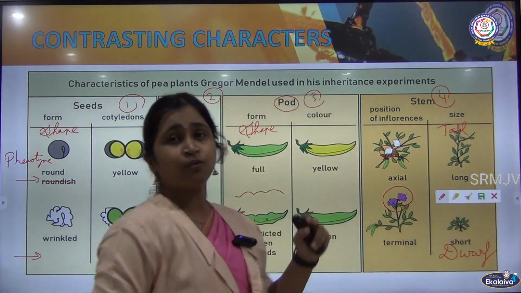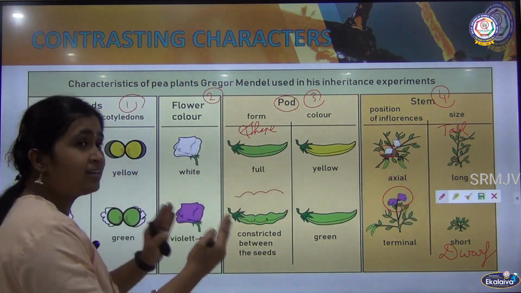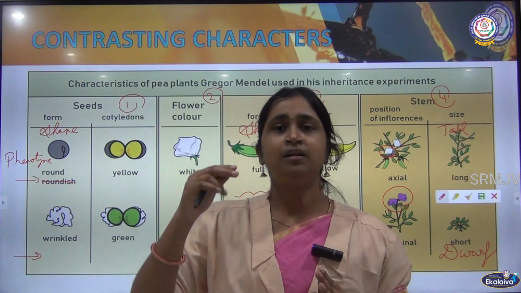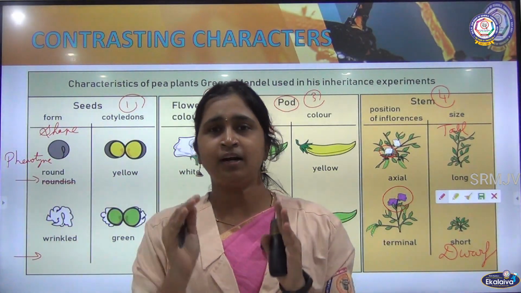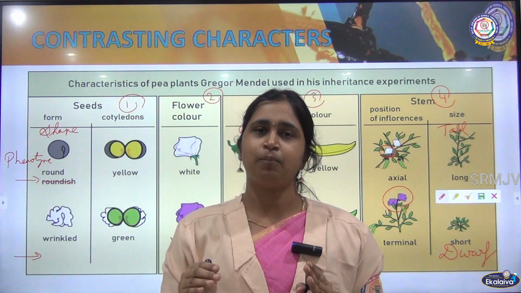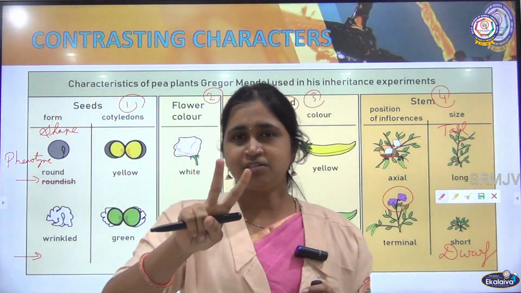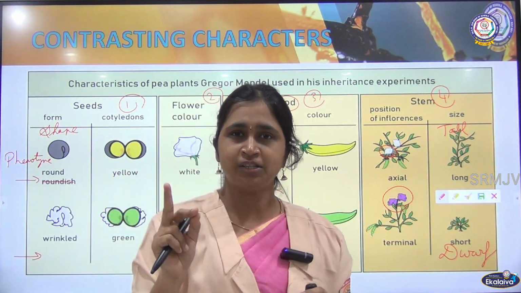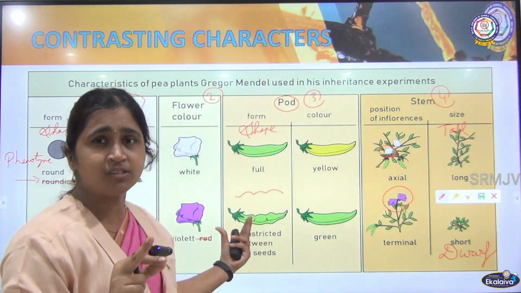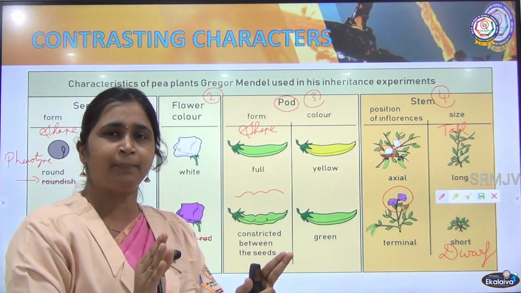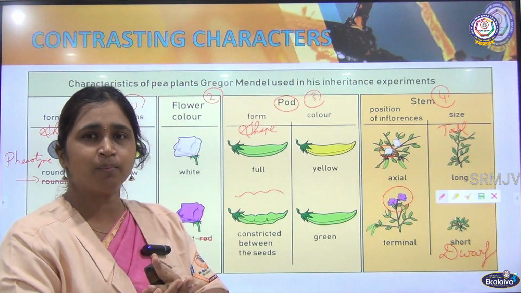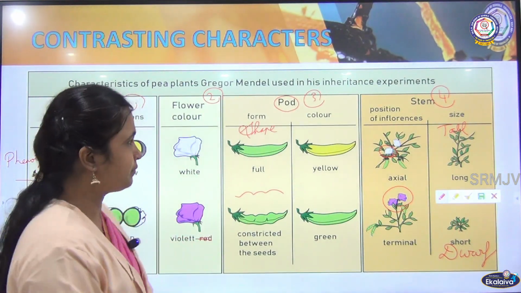Size of the plant. Okay. Now, in the next slide we are going to see the dominant and recessive. In that I am going to tell you the genotype also. Here two things we discussed. One, the 7 contrasting characters, and next we discussed the phenotype, the physical appearance. Next we are going to talk about the genotype.